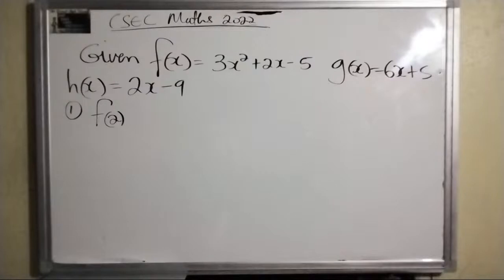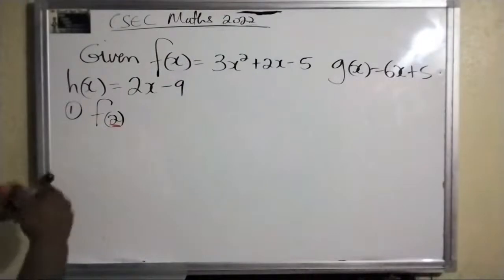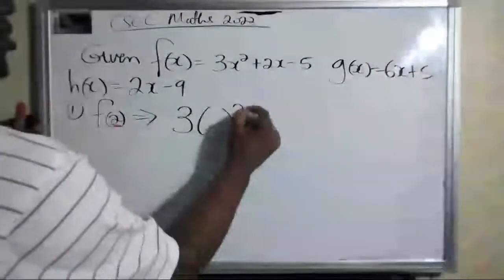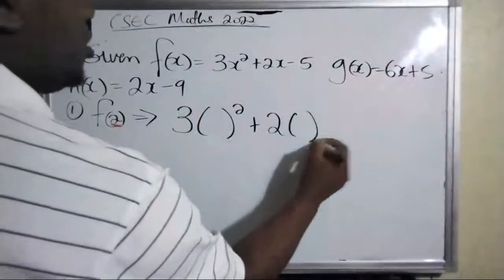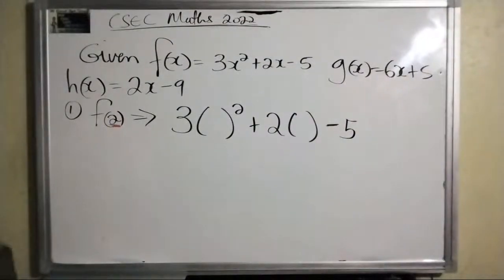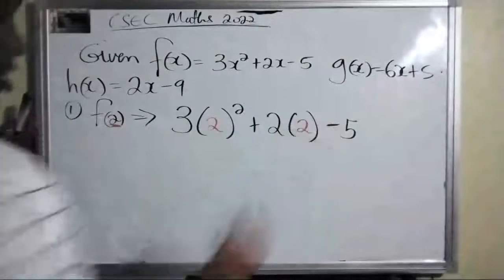Alright, so let's go. We are given f of x is equal to 3x squared plus 2x minus 5. Now what this means is that we are supposed to substitute. Anywhere we see x, we are supposed to put this. So I'm going to color code it so you guys can see this step. So it's 3 bracket x squared plus 2x minus 5. Anywhere we see x, we put 2, so this will be 2 and this will be 2.